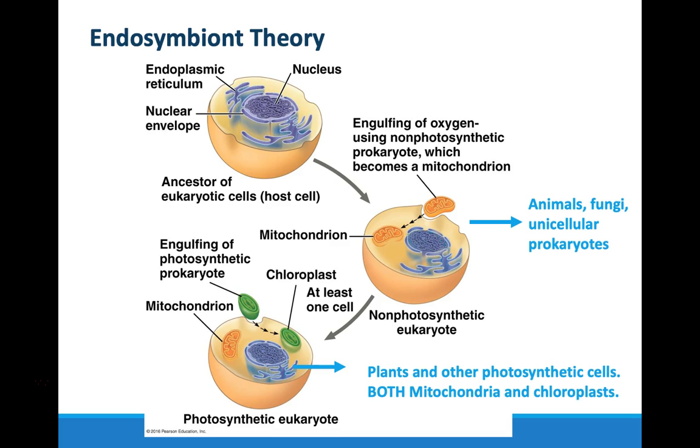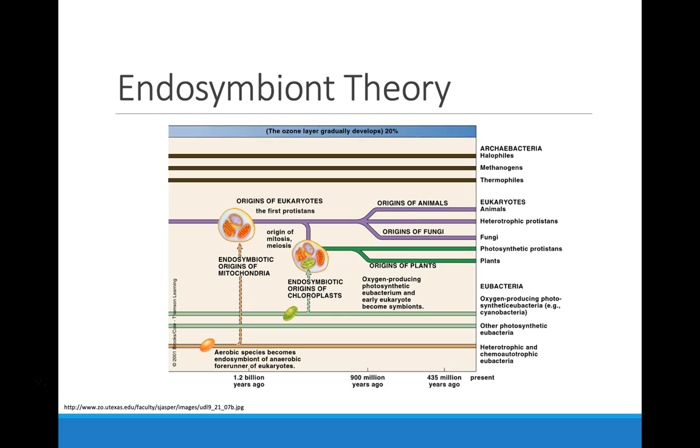We know that the mitochondria was engulfed first because all eukaryotic cells have mitochondria, whereas only some of them have chloroplasts. This is another way to show this endosymbiont theory.